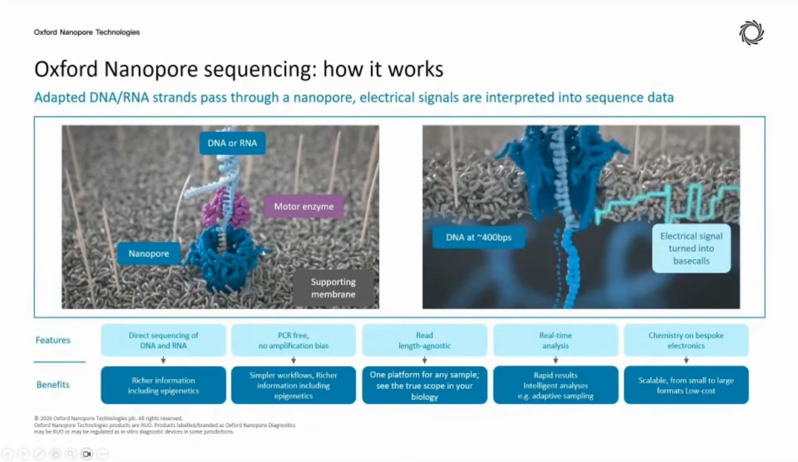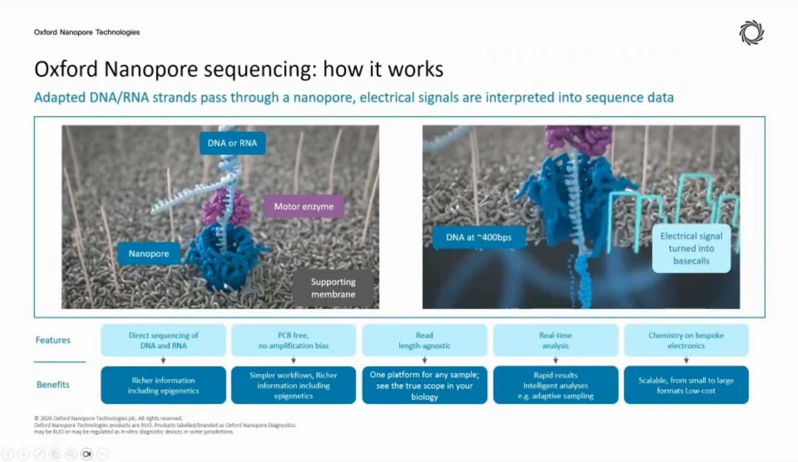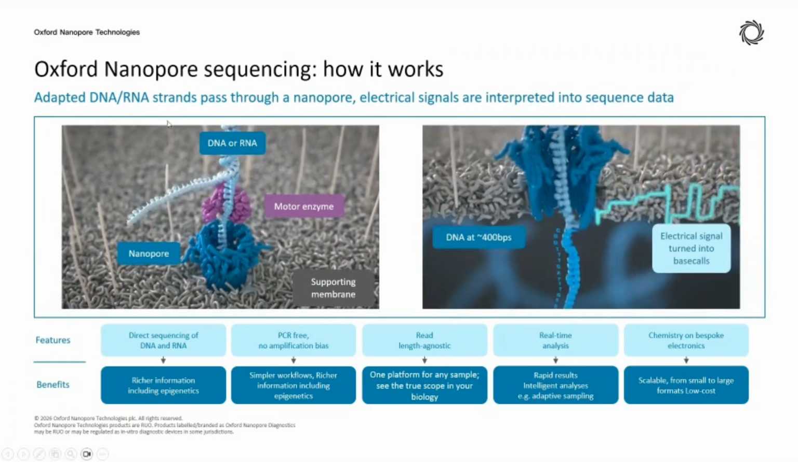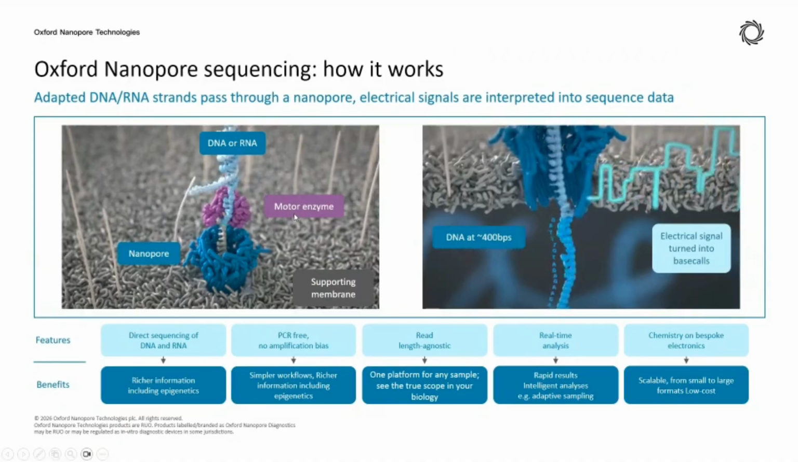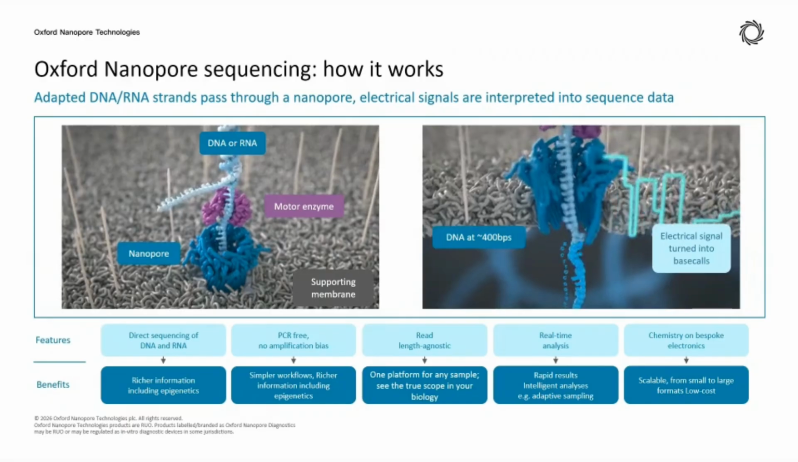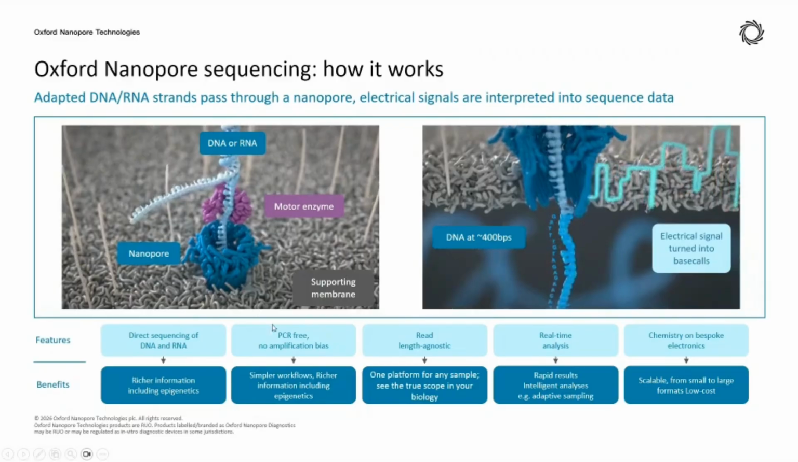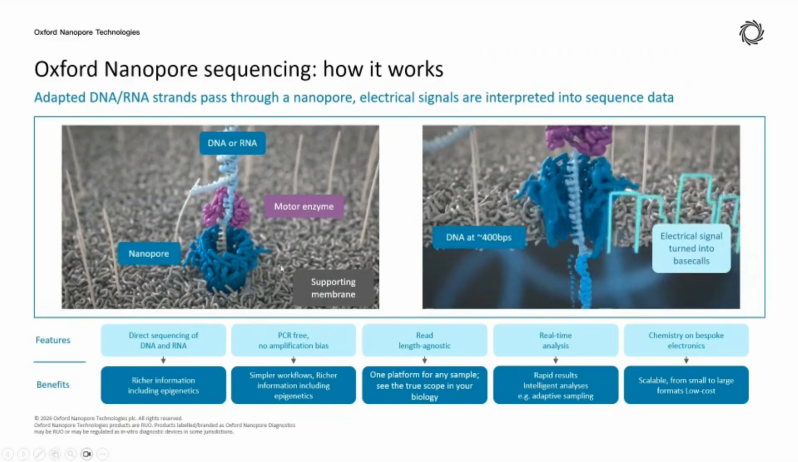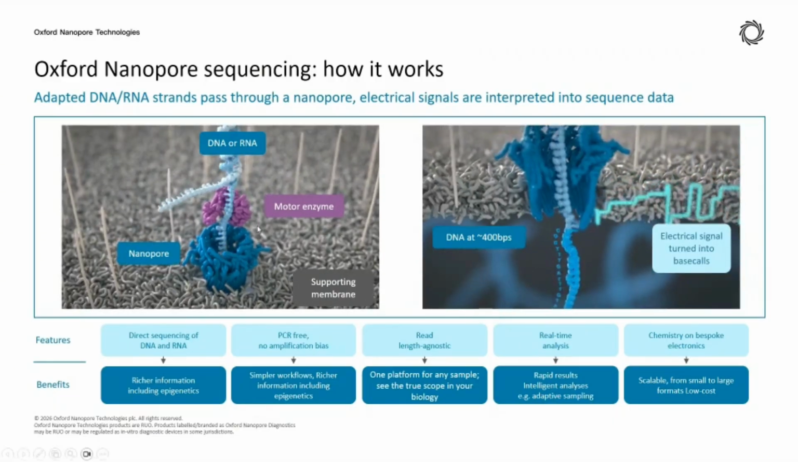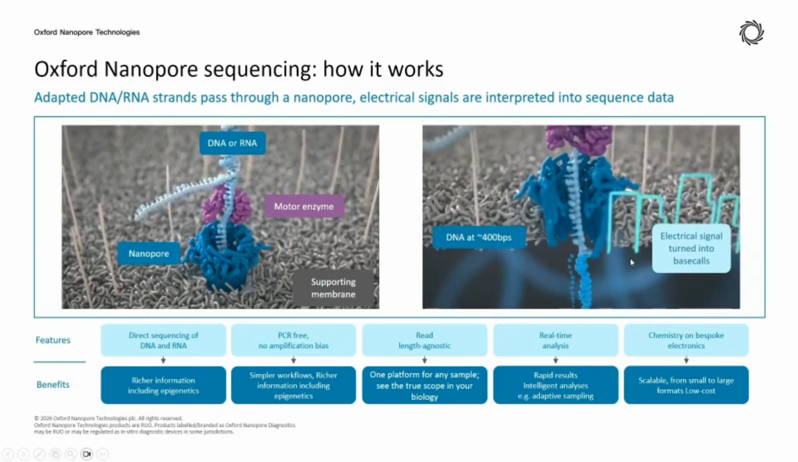I think it's easier to understand how it works by looking at the animations here. So this nanopore is fixed on the supporting membrane. And then when the DNA or RNA molecules are brought over to the pores through the motor enzymes that are included while the libraries are prepared, the double-stranded DNA or the RNA will be unwound, and then one strand will pass through the nanopores. Because the DNA or RNA molecules are carrying charges, while the strands are passing through the pores, the electrical signals are measured while the sequencing is ongoing.